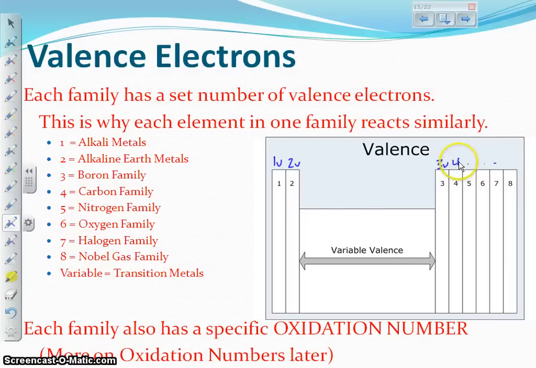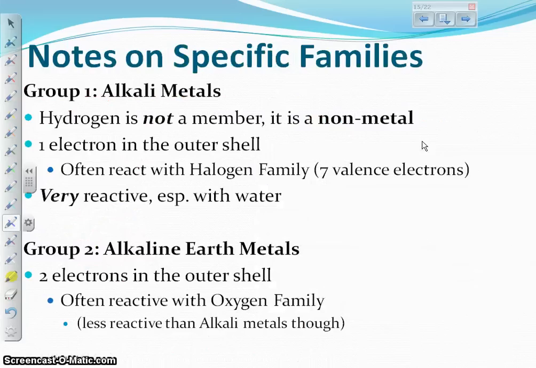The only real weird one about it is your transition metals, and these guys have a variable number of valence electrons, basically anywhere from 1 to 8. So we're going to kind of ignore the transition metals for the most part in terms of valence electrons. We'll use them a little bit when we get to bonding, but you do need to know and have memorized the valence electrons for each family.